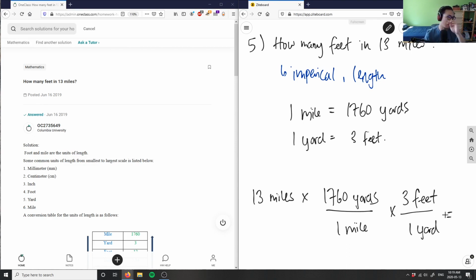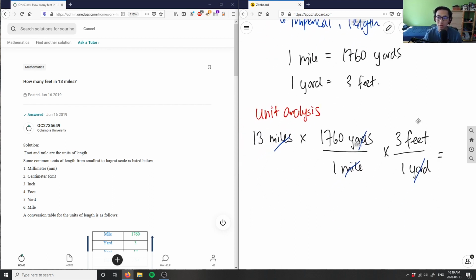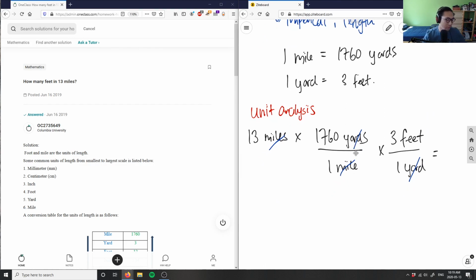As you can see, these units start to cancel out. The miles cancel out here, and the yards cancel out here. So I'm only left with feet, and that's the unit I want to solve for. This is called dimensional analysis or unit analysis, and it's very useful, especially in physics, where we have many units to work with. It's a good tool to help us see which units we get at the end.